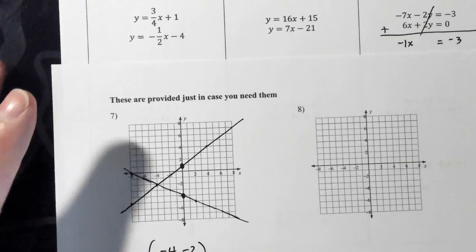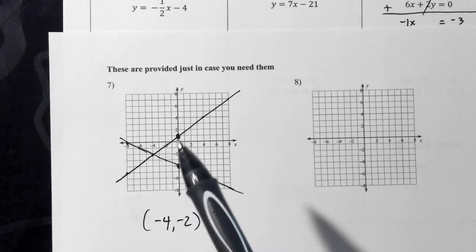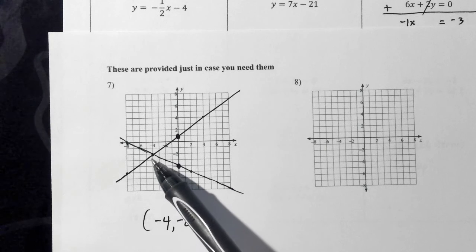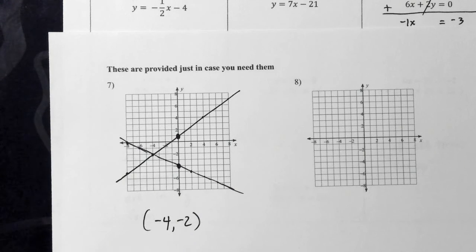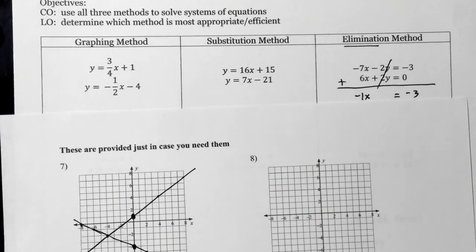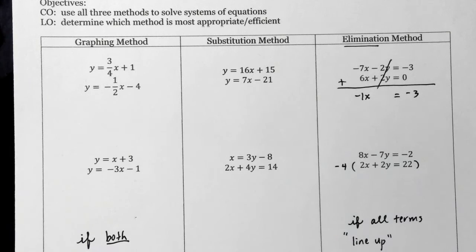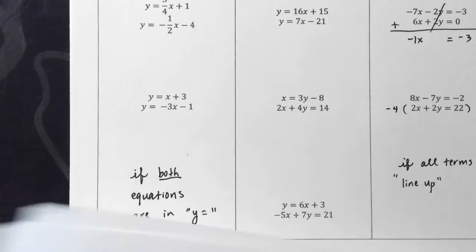Sometimes the solution is called the point of intersection, by the way. But let's say I graph the two lines very carefully, and they end up crossing not at an integer, like it's going to be a decimal. Then in that situation, the substitution method is the better method.